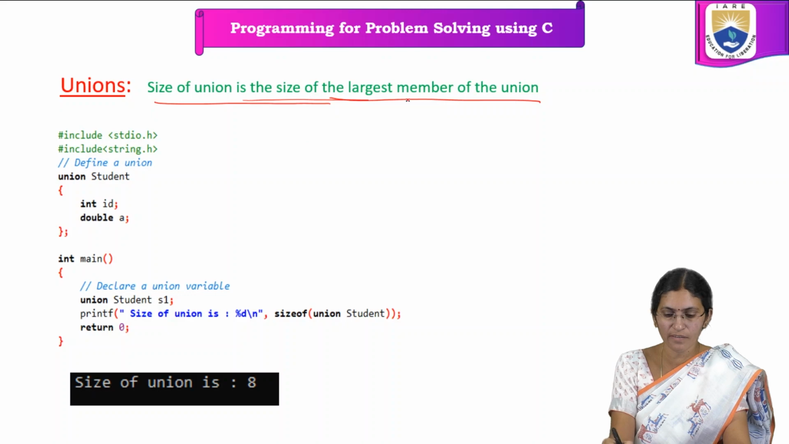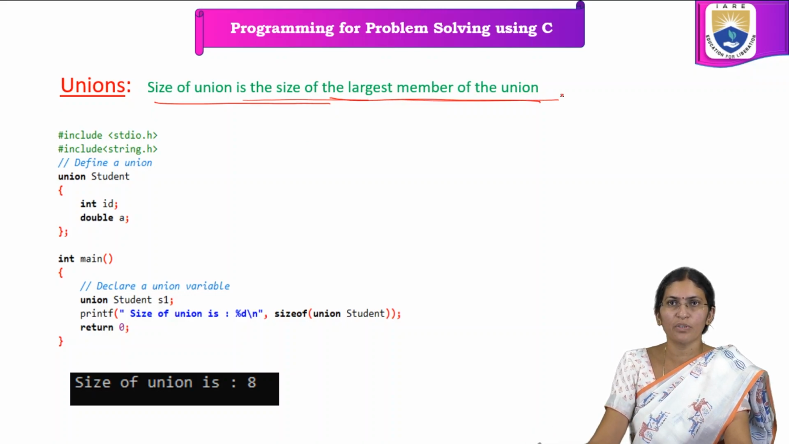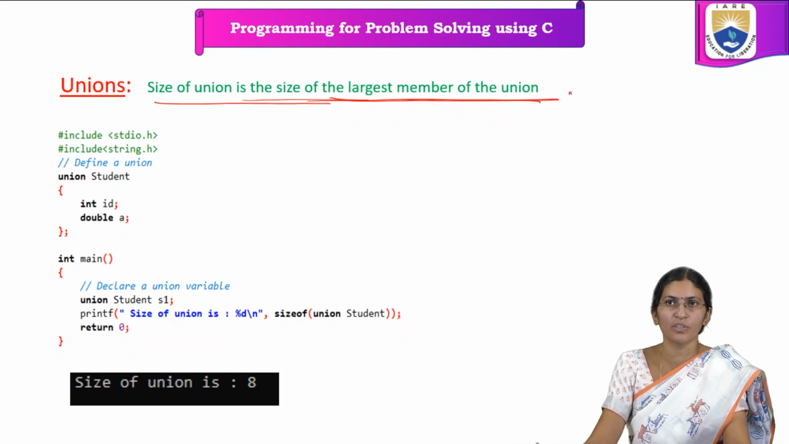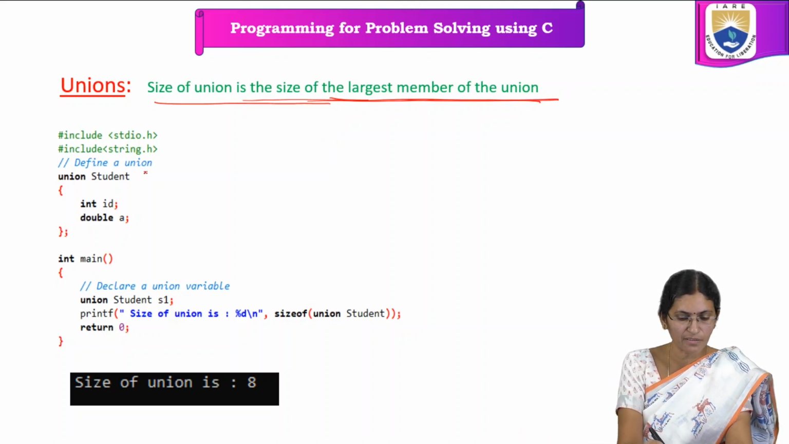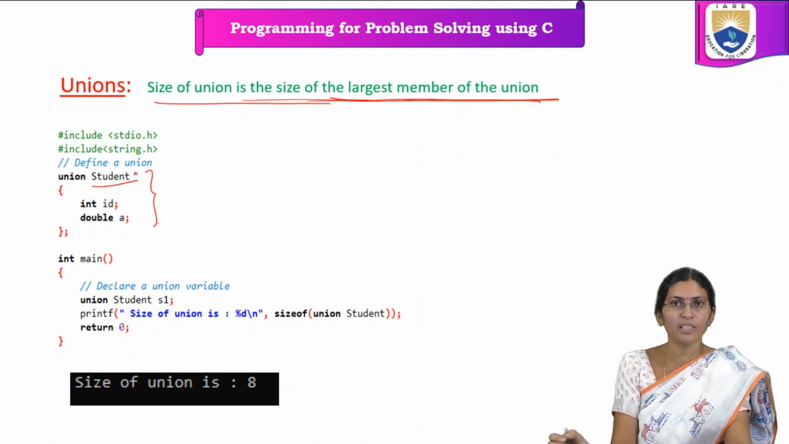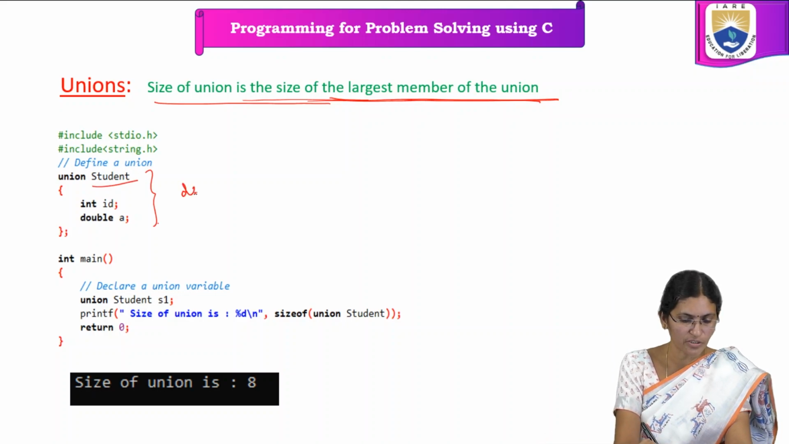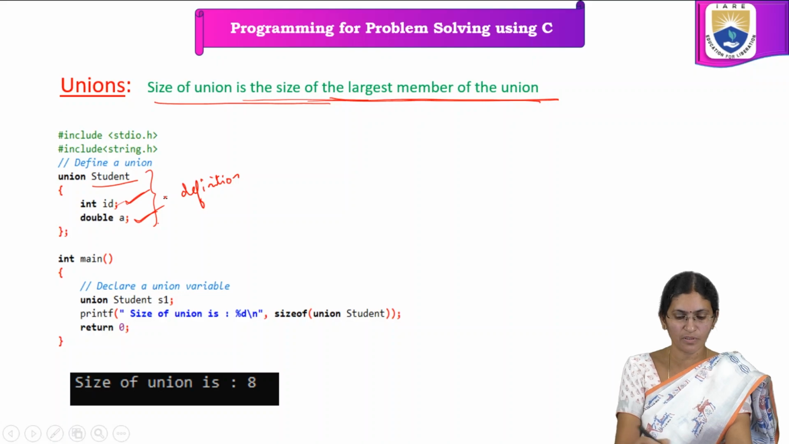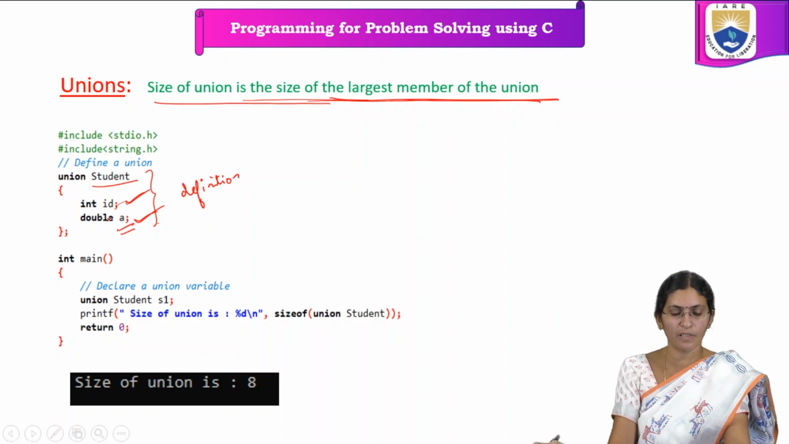Size of the union is the size of the largest member of the union. Suppose we define a union. Name of the union is student. This is the definition. Here we have declared a union student with two members. The first one is an integer member. The second member is of double type, so A is a member which belongs to double type.